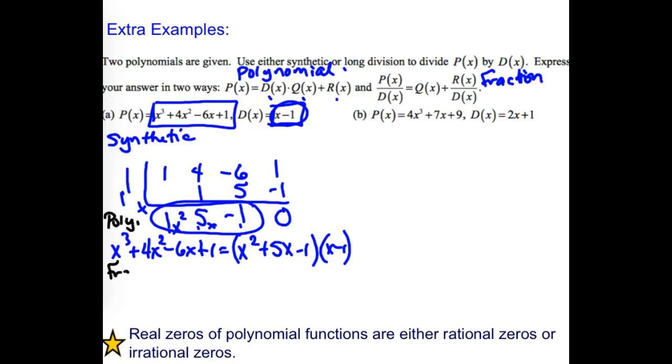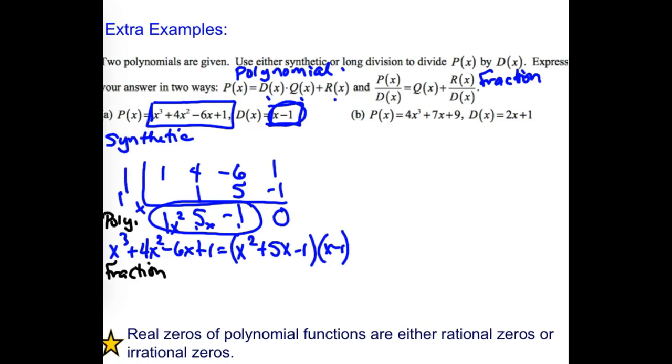Okay? In fraction form, that would look like this. We would say x cubed plus 4x squared minus 6x plus 1 divided by x minus 1 equals our quotient, x squared plus 5x minus 1.